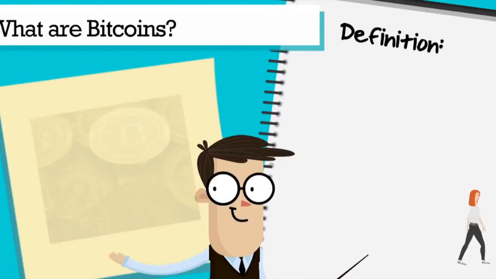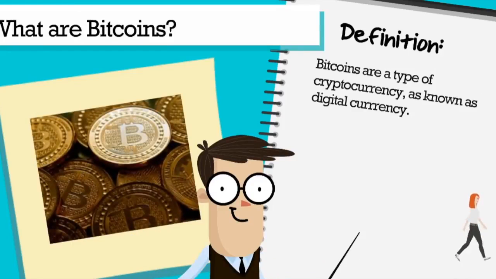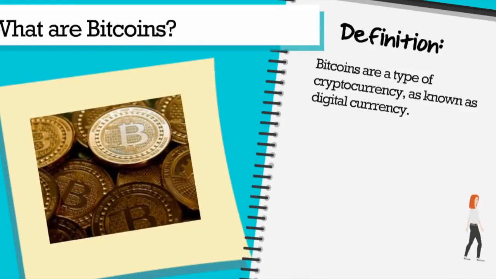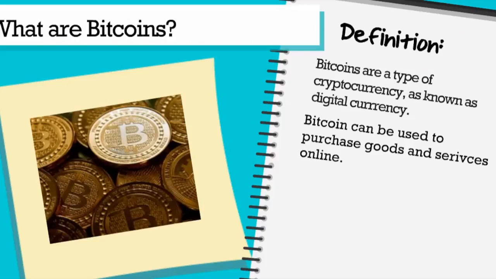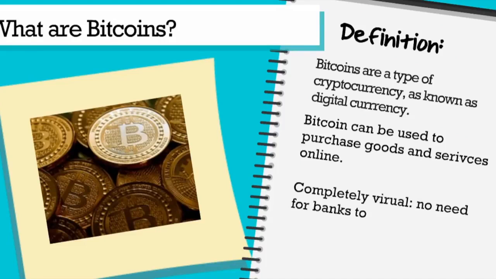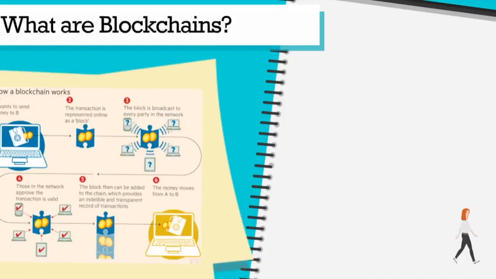So what are Bitcoins? They're essentially a cryptocurrency, and just like any other sort of money, they can be used to purchase goods and services, except just online. And a great quality about Bitcoin is that it can be completely virtual. There's no need for banks to store and track the money. So how exactly is the money taken into account if there's no bank? That's where the blockchain comes into effect.